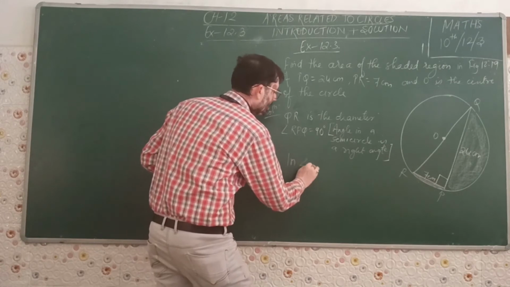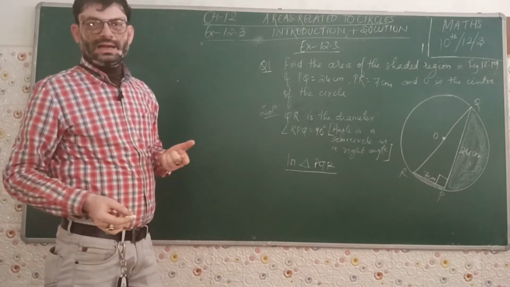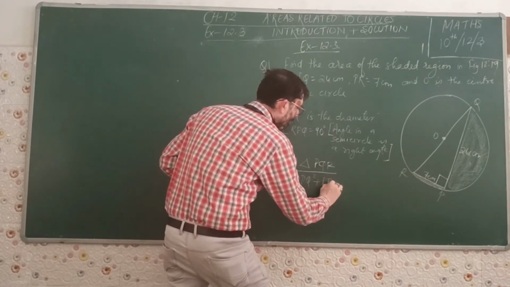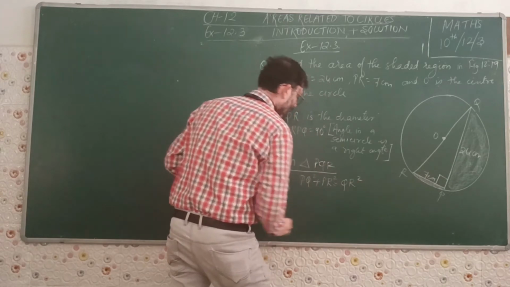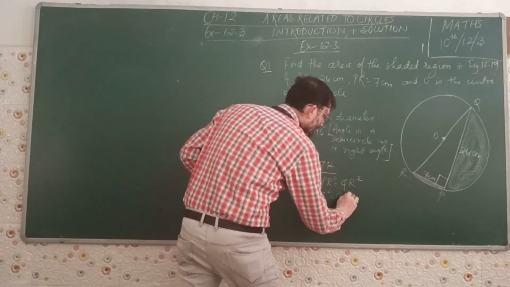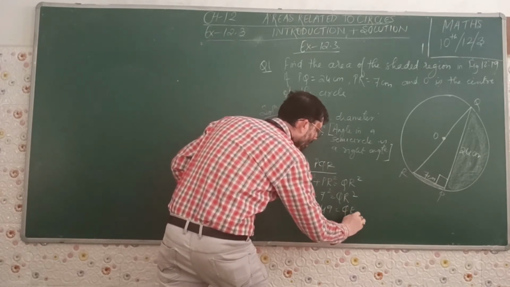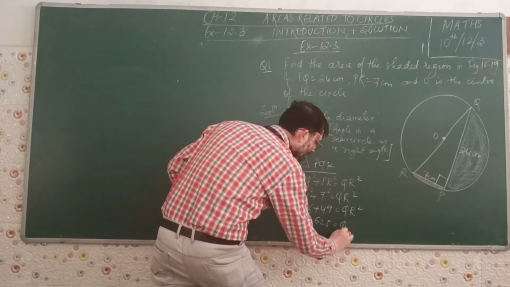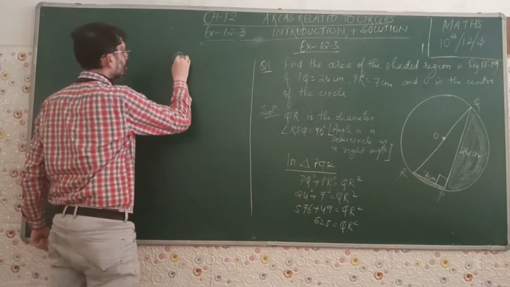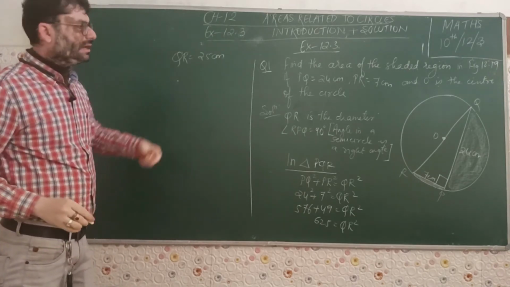So let us move on. In triangle PQR, by Pythagoras theorem, we know that base square plus height square is equal to hypotenuse square. So PQ square plus PR square is QR square. PQ, that is 24 square, plus 7 square is QR square. This is 576 plus 49 is QR square. 625 is QR square, so QR is 25 centimeters. Now this is the diameter of the circle we have got.